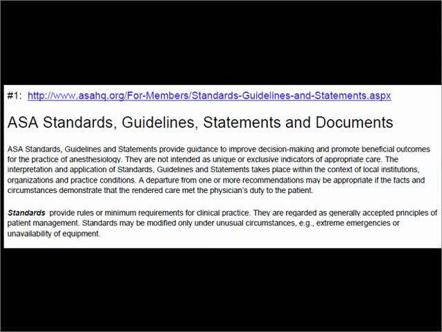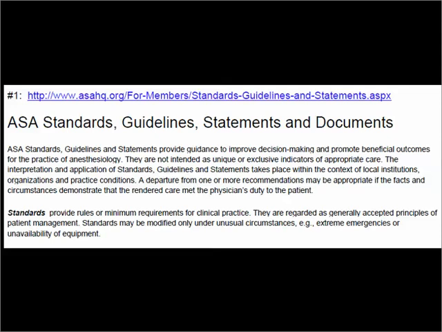So this is the section in the website. This is an older version, but you'll see the new version in a second. The idea is that departure from one or more of the recommendations may be appropriate if the facts of the circumstances demonstrate that the care met the physician's duty to the patient. Well, that's a legal qualifier to make it clear that they're not telling you you have to practice this way, but they're making strong recommendations. And this is not counting the monitoring standards, which are, as I said, with the force of law.